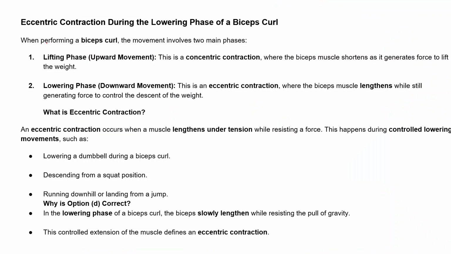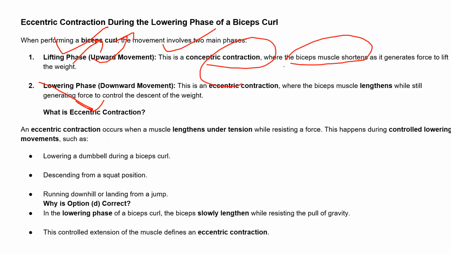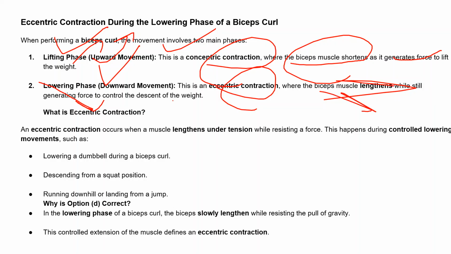Same as when performing a biceps curl, the movement involves two main phases. One is the lifting phase and one is the lowering phase. This upward movement, that is the lifting phase, is the concentric contraction in which the biceps muscle shortens as it generates force to lift the weight. And the lowering phase is the eccentric contraction in which the biceps muscles lengthen while still generating force to control the descent of the weight. So that's why the right answer is the eccentric contraction.